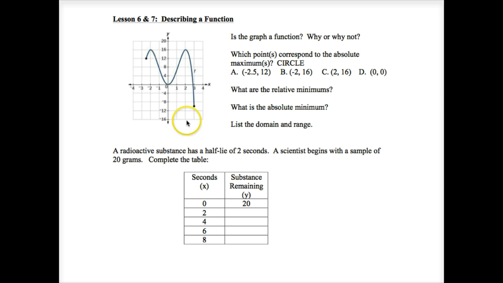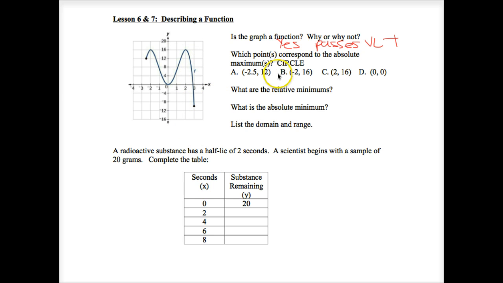The definition of continuous is whether or not the points are connected for this. So this one, is the graph a function? Yes, it is. Why? Because it passes the vertical line test. I can draw as many vertical lines as I want. It's only going to touch the graph in one spot.